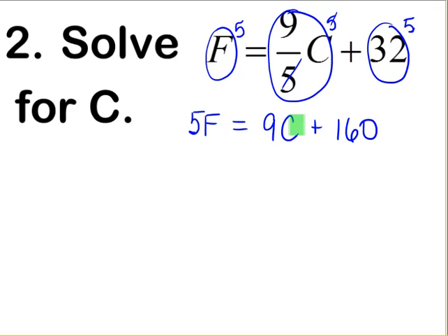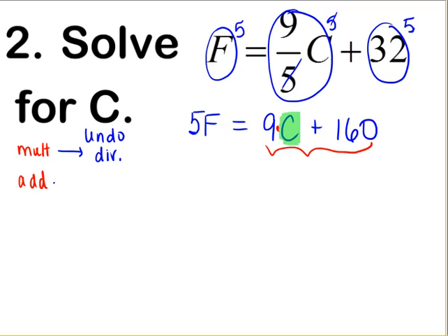So using the steps that I gave you earlier, step 1, highlight or underline that variable you're trying to get by itself. Step 2, list the operations that are on that side of the equation. The operations I see are times and addition. So I'm going to write down multiplication and I'm going to write down addition. Third step, write down how to undo those operations. So I will undo the multiplication by dividing. I will undo the addition by subtracting.